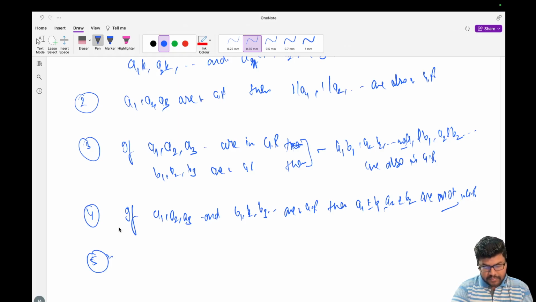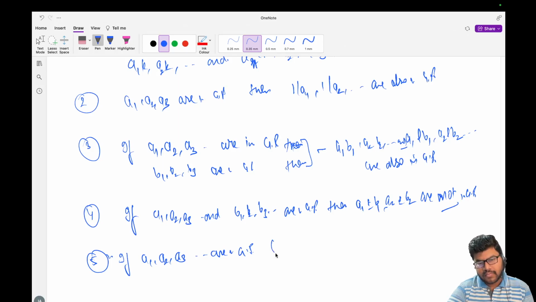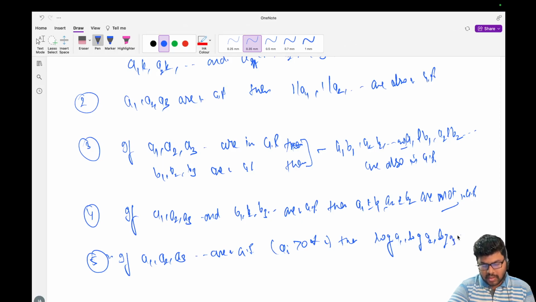Now next is, if a1, a2, a3 are in GP, and a_i is greater than 0 for all i, then log of a1, log of a2, log of a3, these terms are in AP. In this case the converse also holds good.